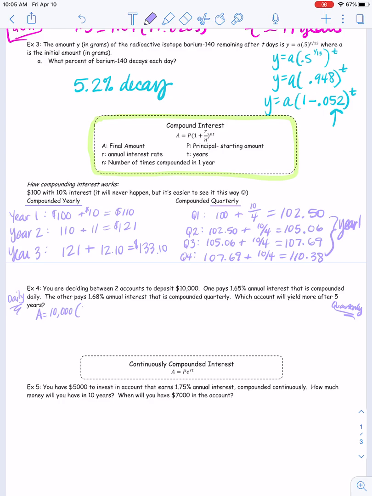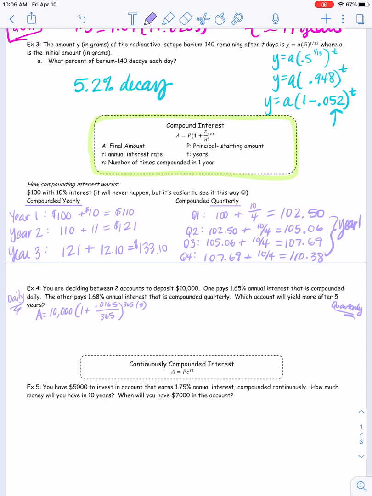$10,000, times 1 plus, what is my rate? What is my annual interest rate? That's 1.65%. How do I write that as a decimal? That would be 0.0165 over. How many times is it going to be compounded in that year? Well, if it's compounded daily, there's 365 days in the year. And so that'll be raised to the 365 times t. T is the number of years. Well, in this particular case, we're worried about how much money we're going to get after 5 years. So that'll be 365 times 5 because that's the value of my t.